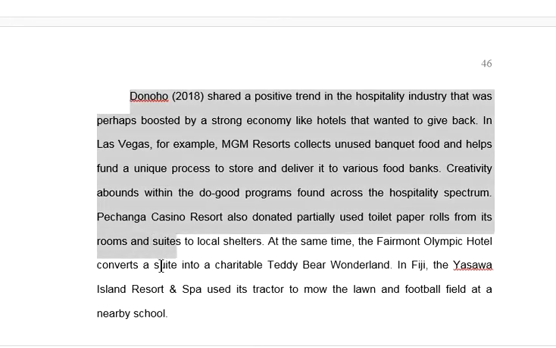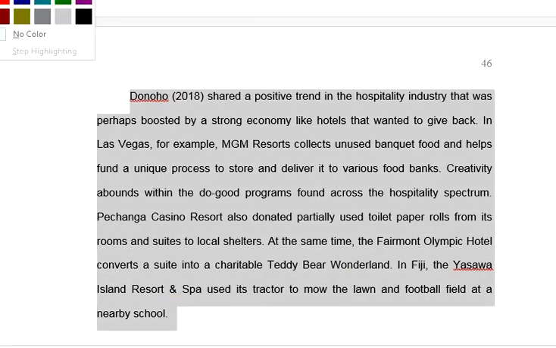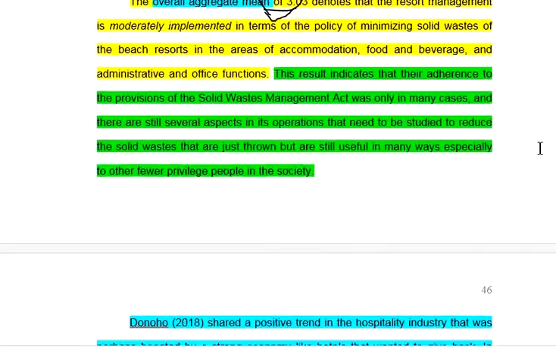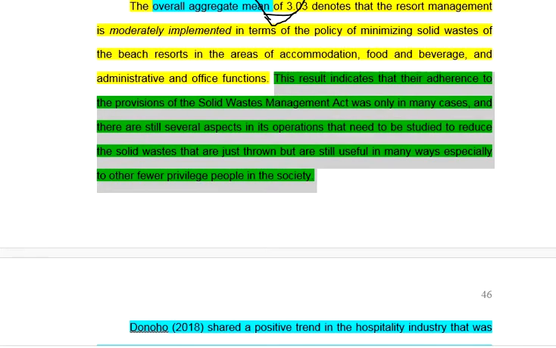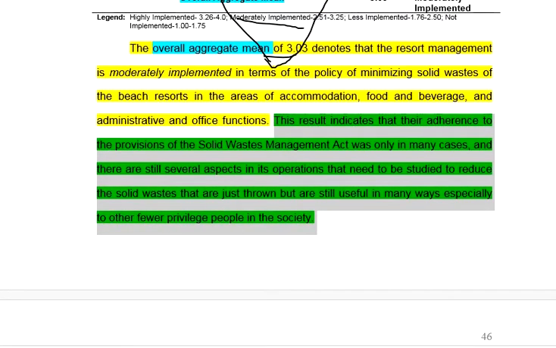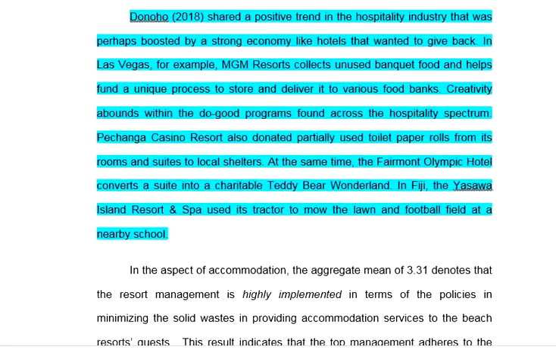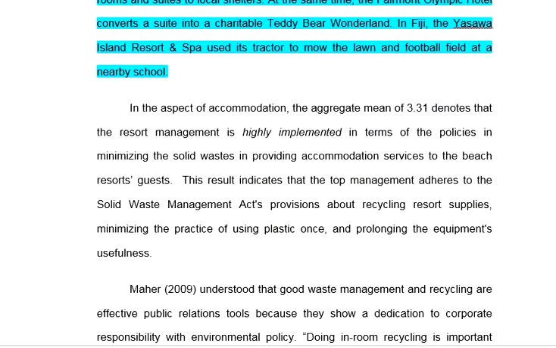Again, what is the purpose of citation? It will support the claims that you have mentioned here, this green highlighted one. I hope that you still follow what I have discussed here. Next, if we start with the overall aggregate mean, we will proceed to the aggregate mean per indicator. Okay?